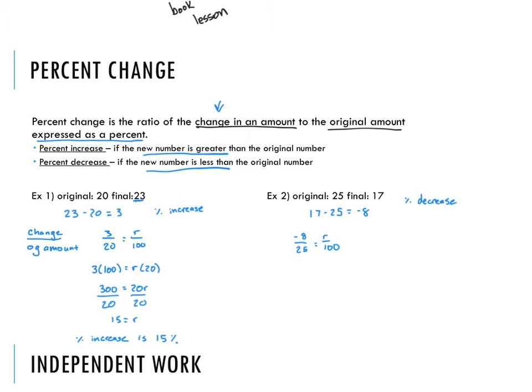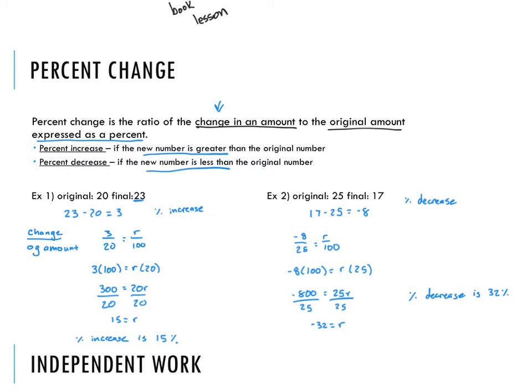I'm going to cross multiply. Negative 8 times 100, R times 25. And now I'm solving for R. Divide away from R. And I'm left with 32 equals R. My complete answer is that the percent decrease is 32%.